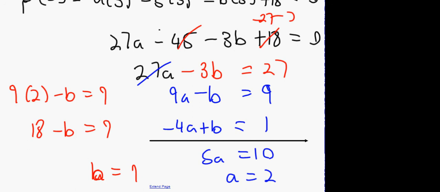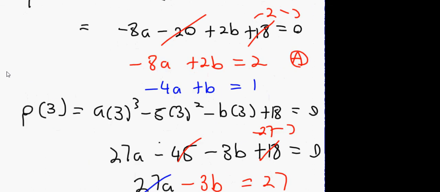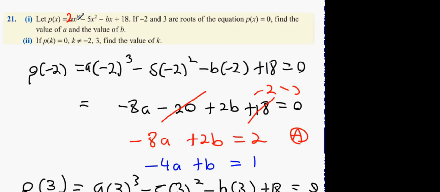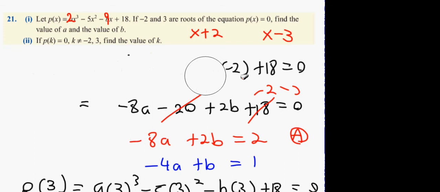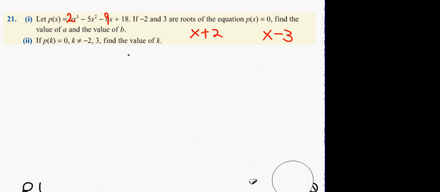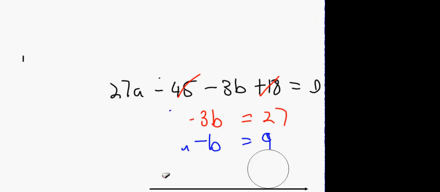Okay. Now, I'm spoiled for choice on the next part. A is 2, b is 9. And we know that x plus 2 and x minus 3 are factors. The reason we know they're factors is we know if minus 2 is a root and 3 is a root, we know two factors. Now there's 3 ways of doing this, and it'll all come out the same way. I'm going to show you all 3 ways of doing this.